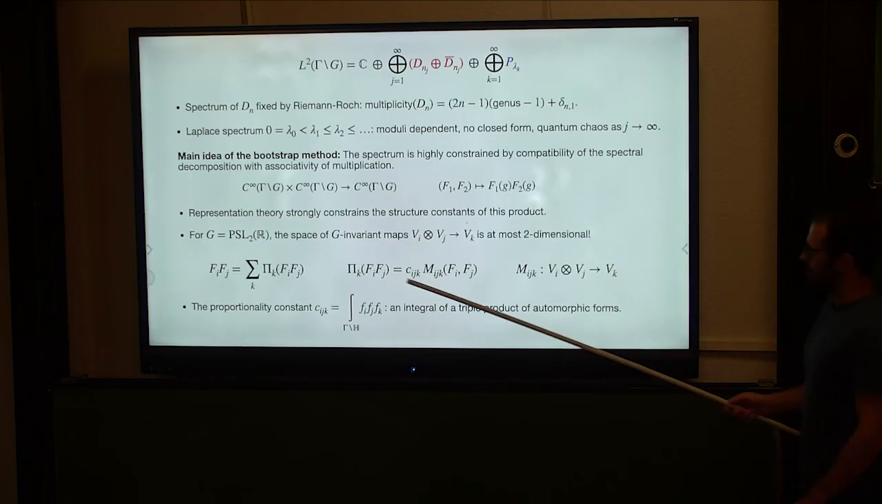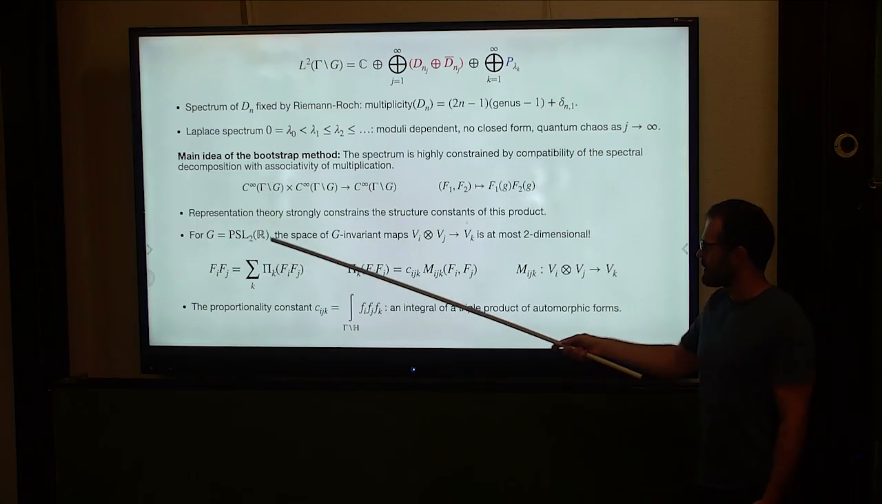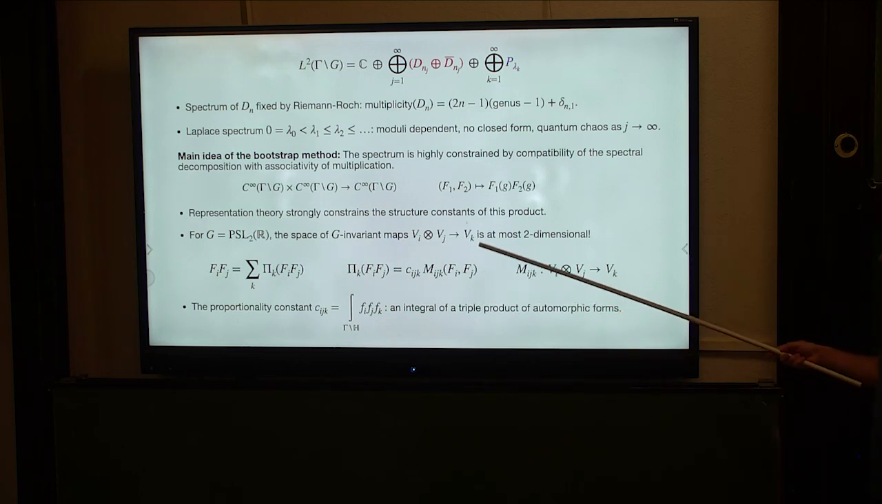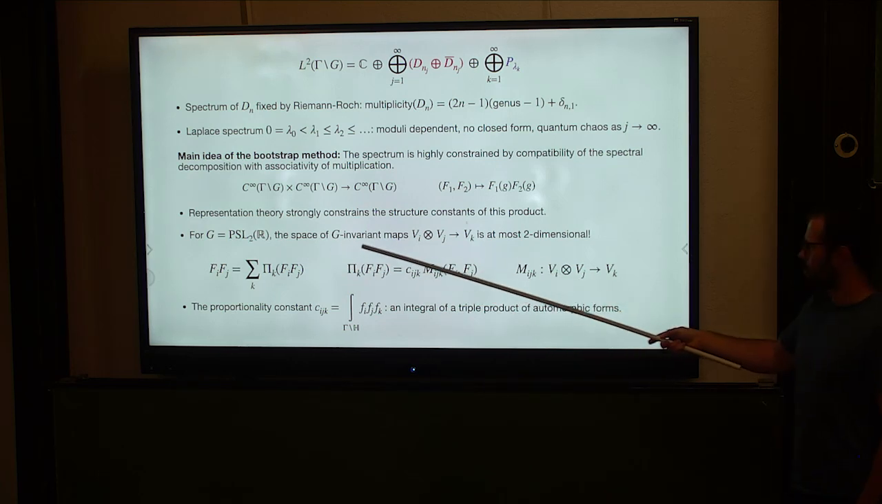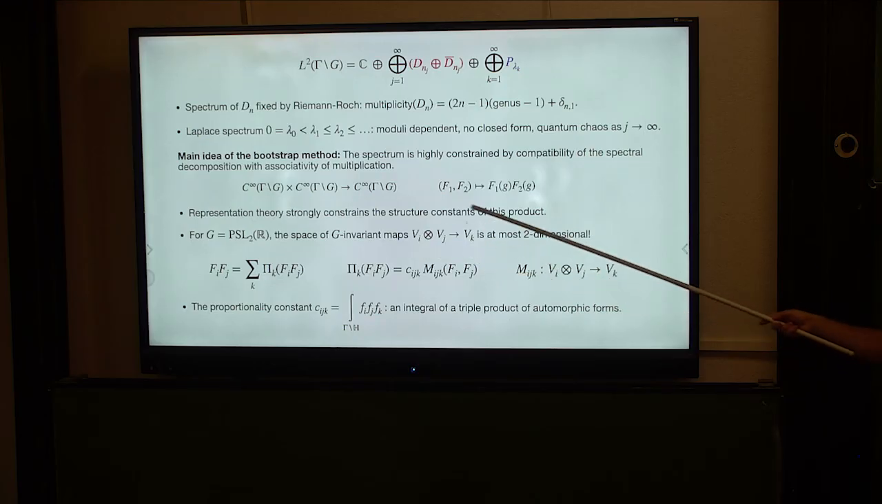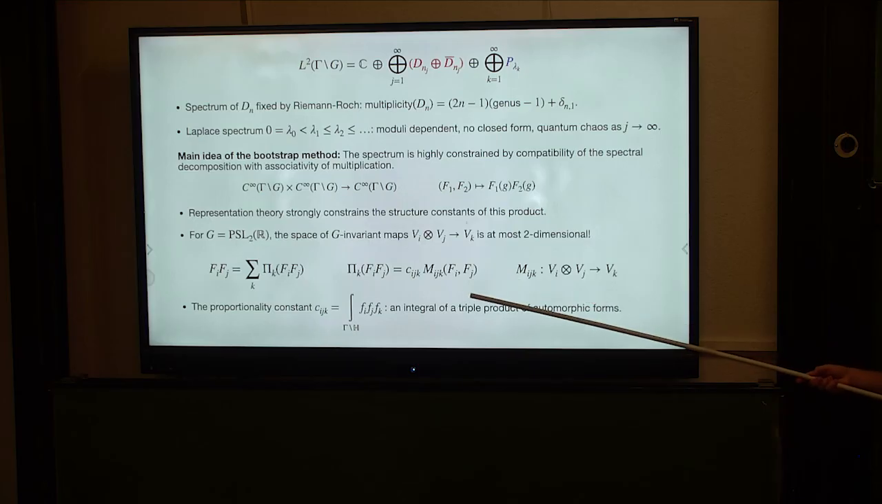So the reason why this can be actually implemented is that, at least for PSL2R, if you think about the space of G-equivariant maps from the tensor product of two irreducible representations to a third one, then this is typically one-dimensional, or zero-dimensional, and sometimes two-dimensional. So it's at most two-dimensional. If at least one of these three, Vi, Vj, Vk, is a discrete series, it's actually one-dimensional.